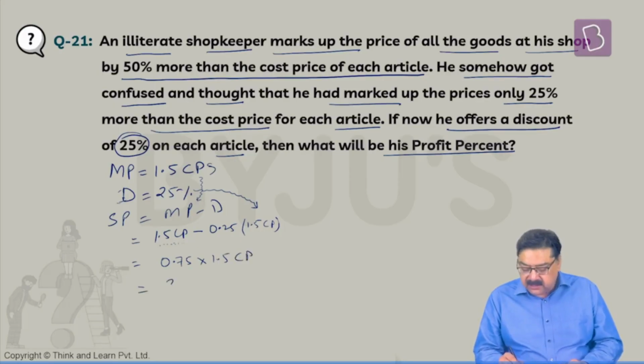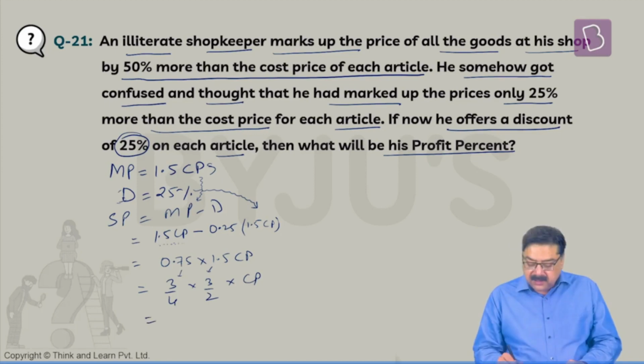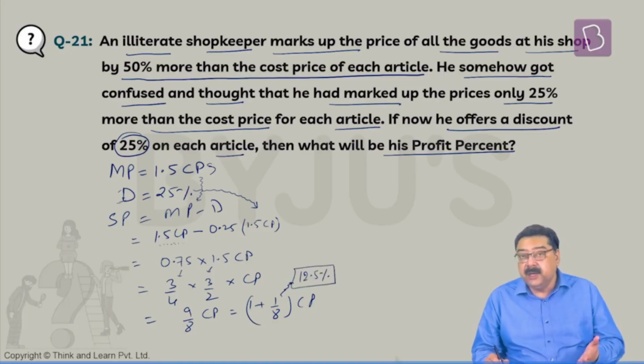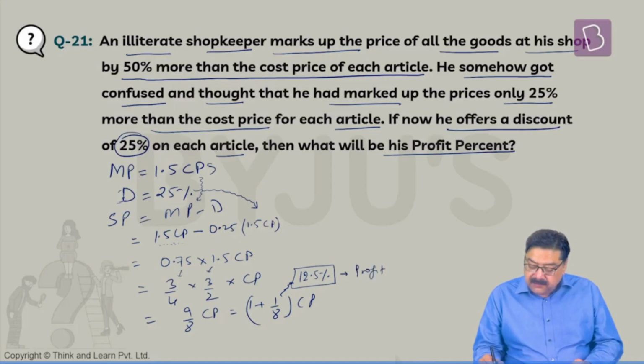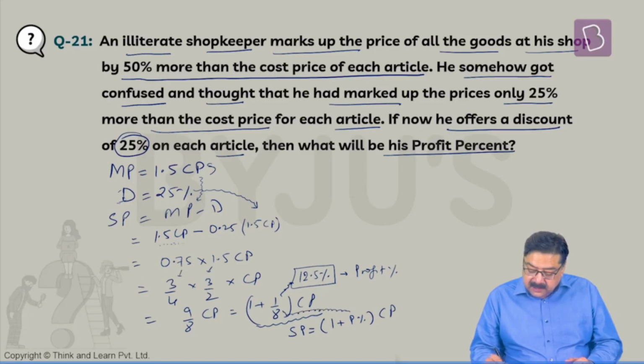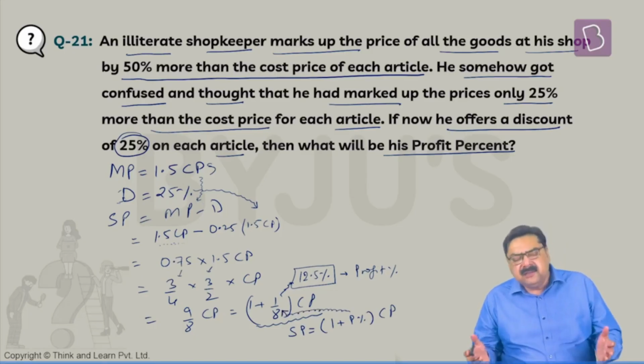You can easily convert this into fractions. Now 0.75 is 3 by 4 and 1.5 is 3 by 2 into CP. Now this works out to be 9 by 8 times CP. Now 9 by 8 is 1 plus 1 by 8 times CP. This 1 by 8 you know is 12.5% if we take its percentage equivalent, and that is the profit percent that he is earning here, because this fits in the formula SP is equal to 1 plus profit percent into CP, and this is the profit percent, which is 1 by 8, equivalent is 12.5%.